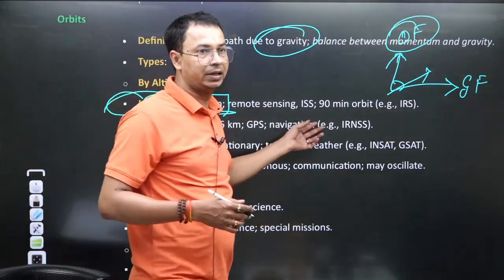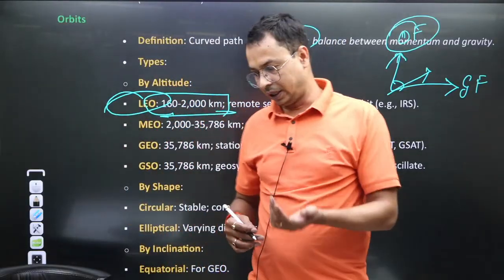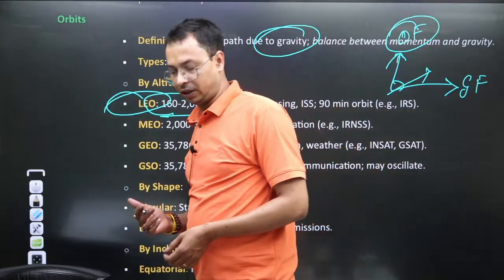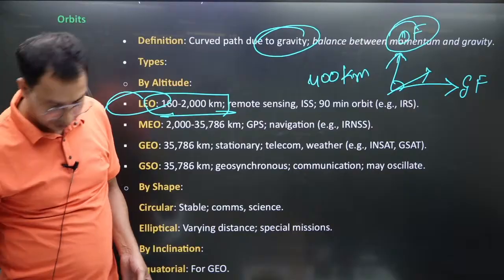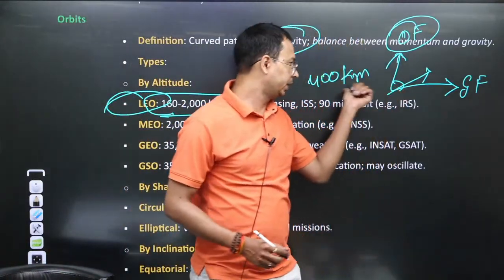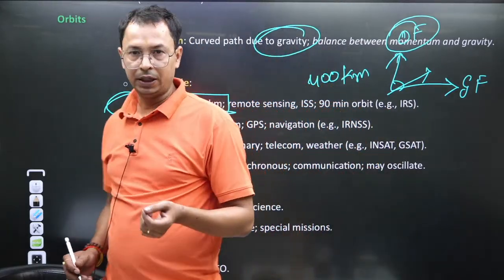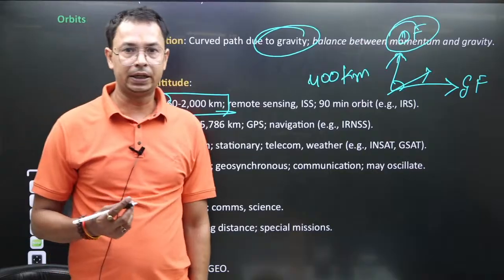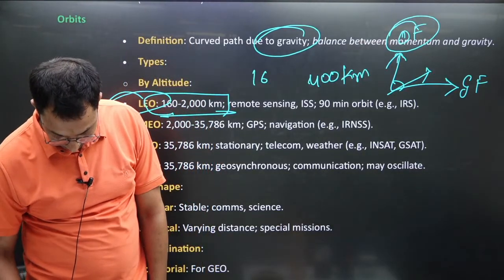And the International Space Station is also in the low Earth orbit. The orbit of the International Space Station is somewhat 400 kilometers. The International Space Station revolves around the Earth within 90 minutes, and in a complete day it can revolve around the Earth approximately 16 times.